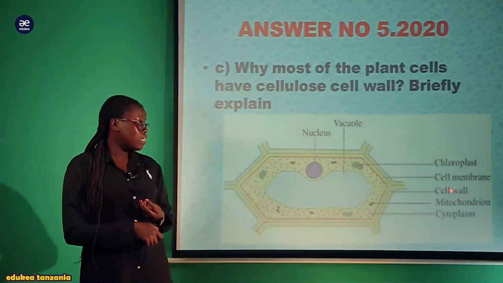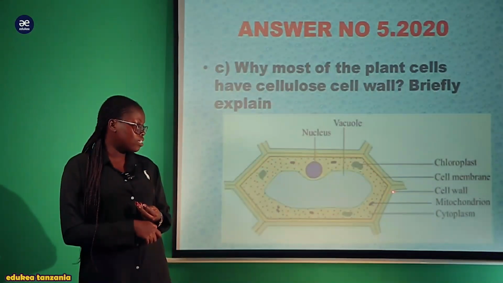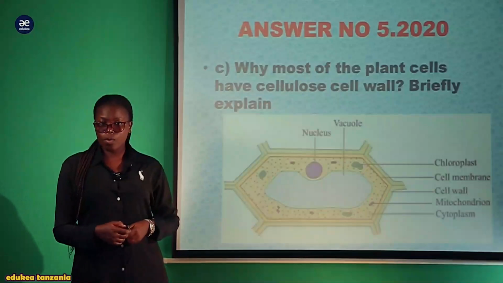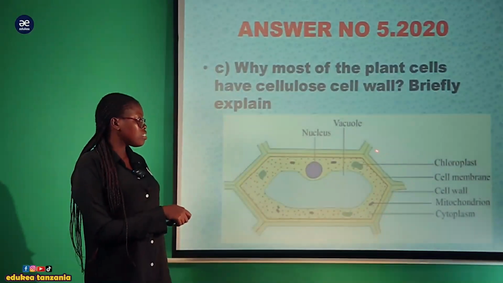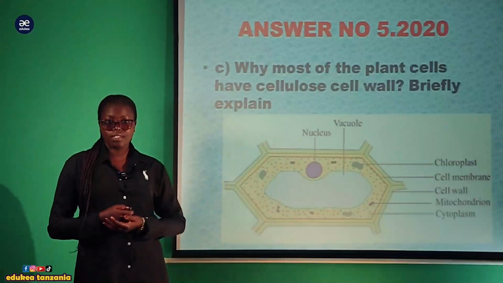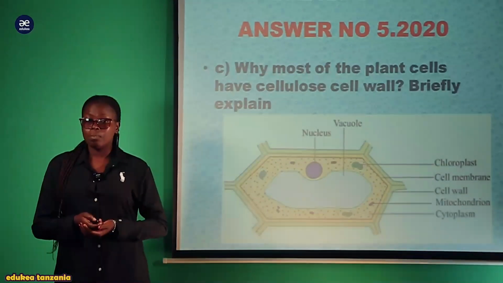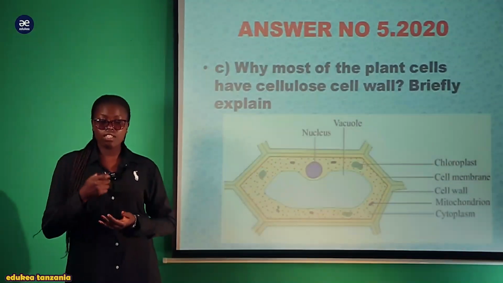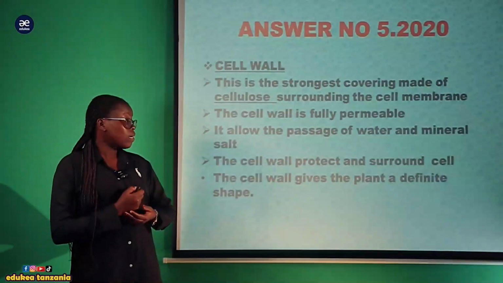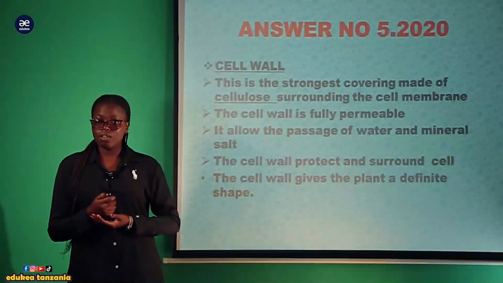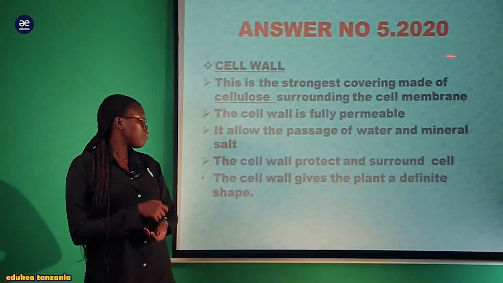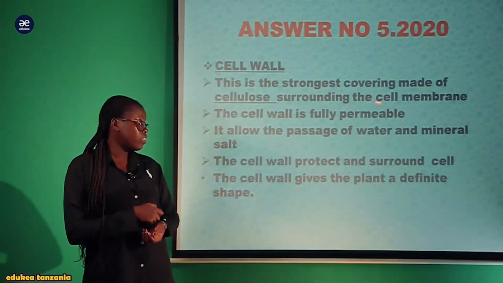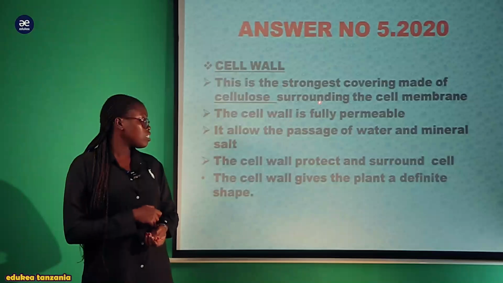So hapa ni chloroplast, hapa ni cell membrane, alafu kwa nje ndio kuna cell wall. Kwa hiyo tunatuambia kwamba kwa nini hii hapa cell wall is made up of cellulose in plants. What is the function of the cellulose in plant cell? This is our question. So, kwanza tujue what is cell wall now. Within the cell wall, where is this cellulose? Cell wall, this is the strongest covering made up of the cellulose surrounding the cell membrane. The cell wall is fully permeable.